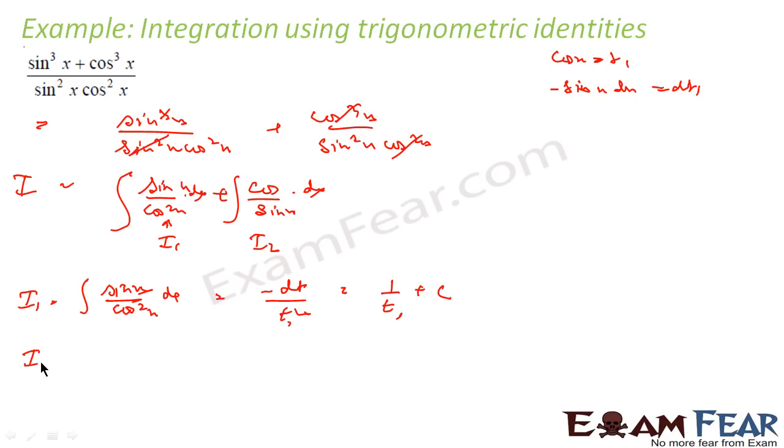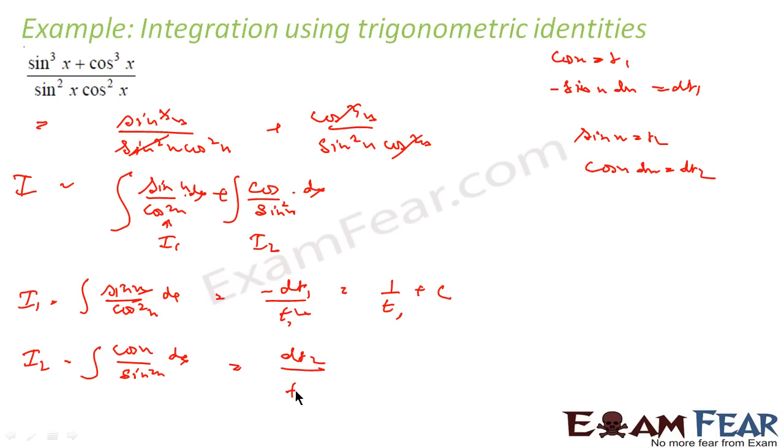If you take I2, it is nothing but cos x by sin square x dx. So here I can take sin x as t2. So in this case, I'll get cos x dx as dt2. Correct? So this will become dt2 by sin square x, that is t2 square, and this is nothing but minus 1 by t2 plus constant.